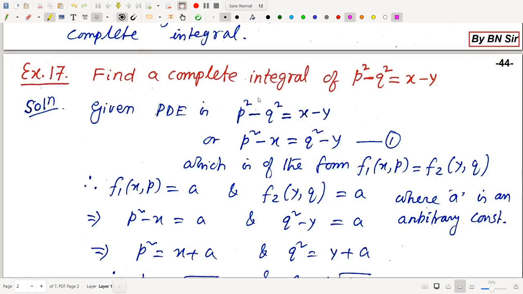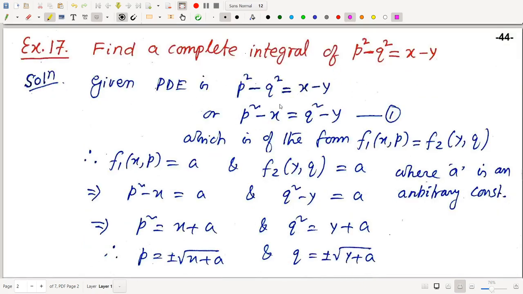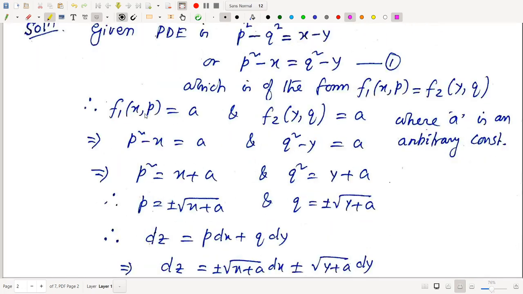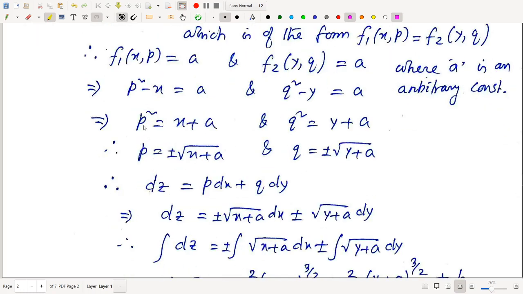Number 17. Find a complete integral of p square minus q square equal to x minus y. See this equation. We can side change and write p square minus x equal to q square minus y. That is, functions of x and p on the left side, functions of y and q on the right side, separated. So this equation is of the form f1(x,p) equal to f2(y,q). Here f1(x,p) is a, and f2(y,q) is also a, an arbitrary constant. So p square minus x equal to a and q square minus y equal to a. From this, p square equal to x plus a, q square equal to y plus a, and p is plus minus root over x plus a, q is plus minus root over y plus a.